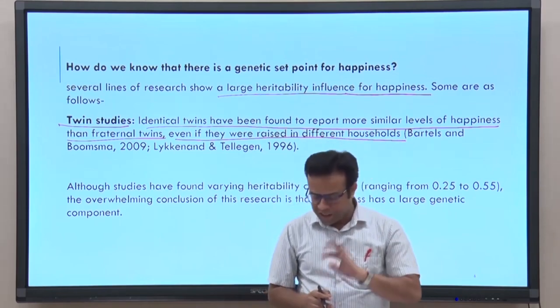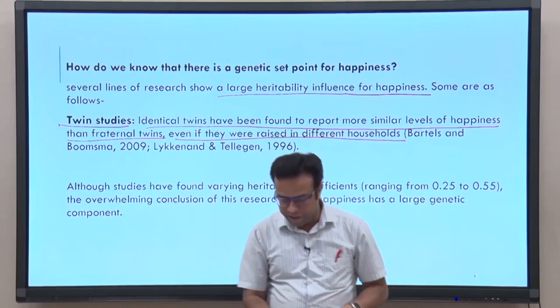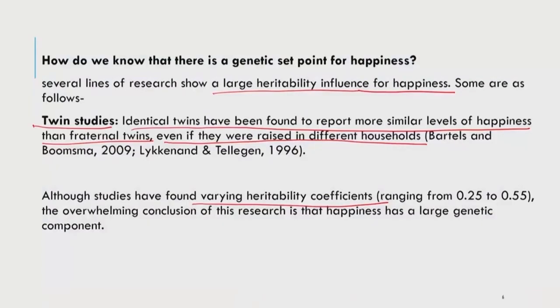Different studies showed varying heritability coefficients. So what is the heritability of genetics in terms of happiness? Different studies show different heritability coefficients. It ranged from 0.25 to 0.55. So, it is like 25% to 55%.